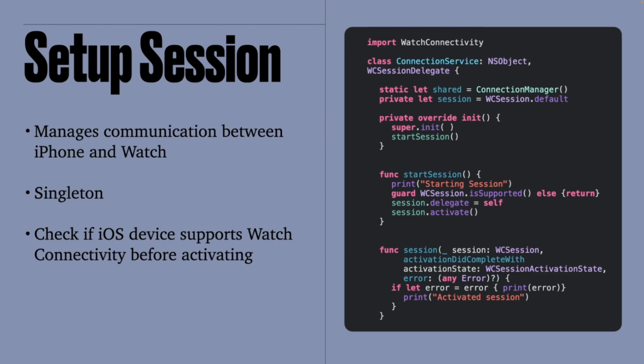So after that is going to be our first delegate function that we set up, and all this does is check for that activation state to be returned. So this will be a reply from the other device, whatever device is on the other end of the connection. And if it receives this, we'll print our activated session message and know that our session is ready to pass data, pass messages back and forth.